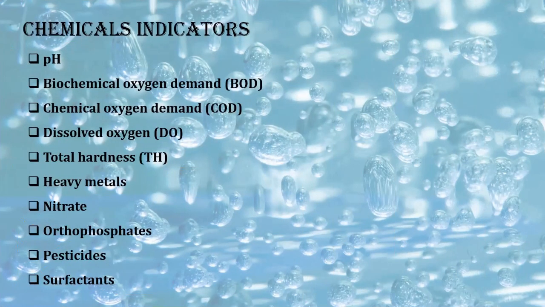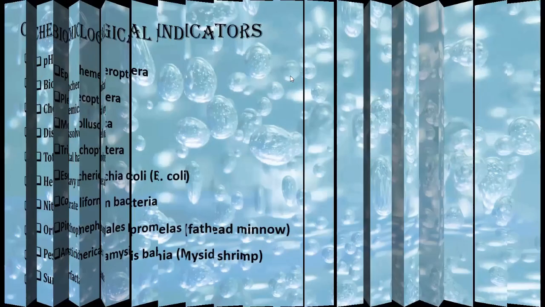Let us go to the chemical characteristics. The very first point that we have here is the pH. I was talking about pH in the last slide. Then comes one of the most important things, that is biochemical oxygen demand. Then comes chemical oxygen demand. Then comes dissolved oxygen. Very, very important points, you know very well. Then comes hardness of water, which we have already spoken about. Then comes the heavy metals that are present. This is very important. Nitrates, orthophosphates, pesticides and surfactants. Whatever chemical species are present inside water, that is to be determined as a part of the chemical indicators. Okay. What next?